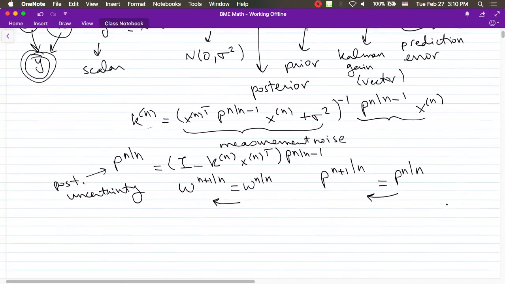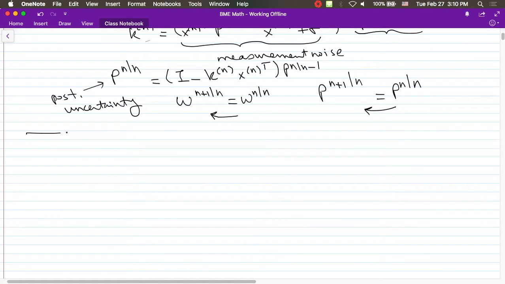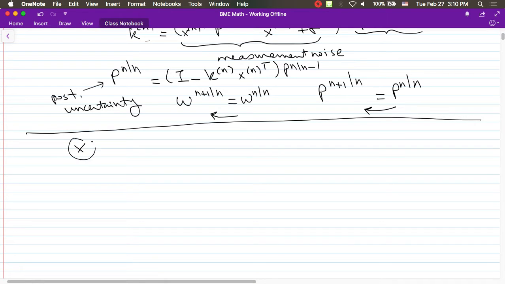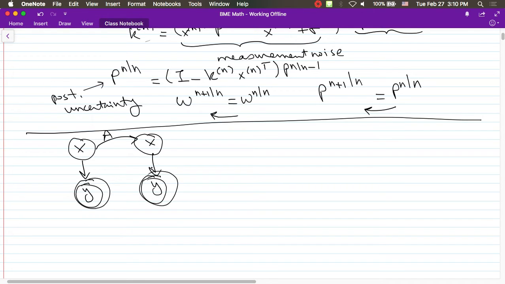Okay, all right, so let's consider a simple modification of our process. We have a scenario where we're trying to estimate the parameter x, and that gives us the observation y. And we believe that x changes from one time to another by some matrix A. So our model looks like this. We have a dynamical system that changes from one trial to the next as follows.